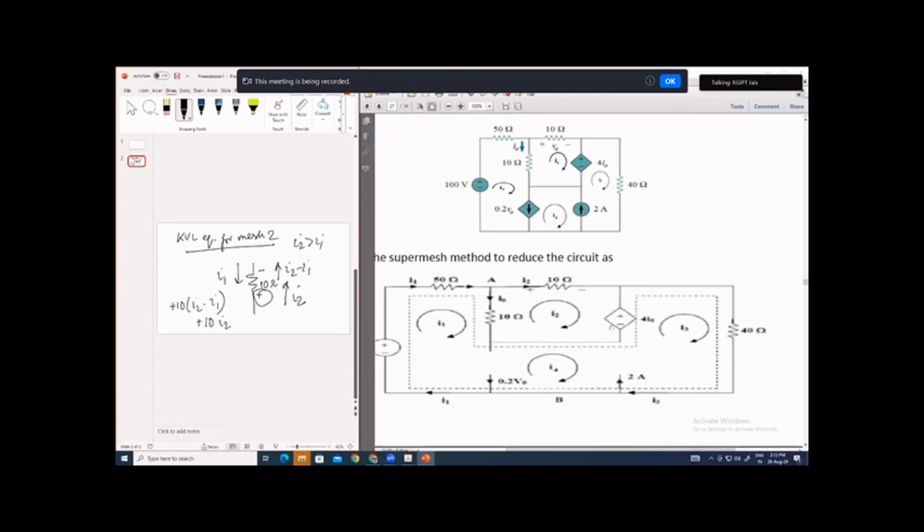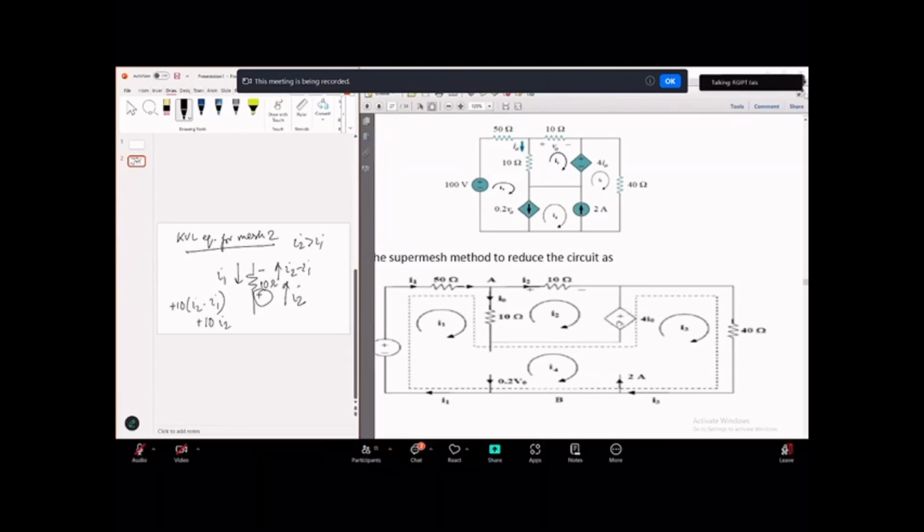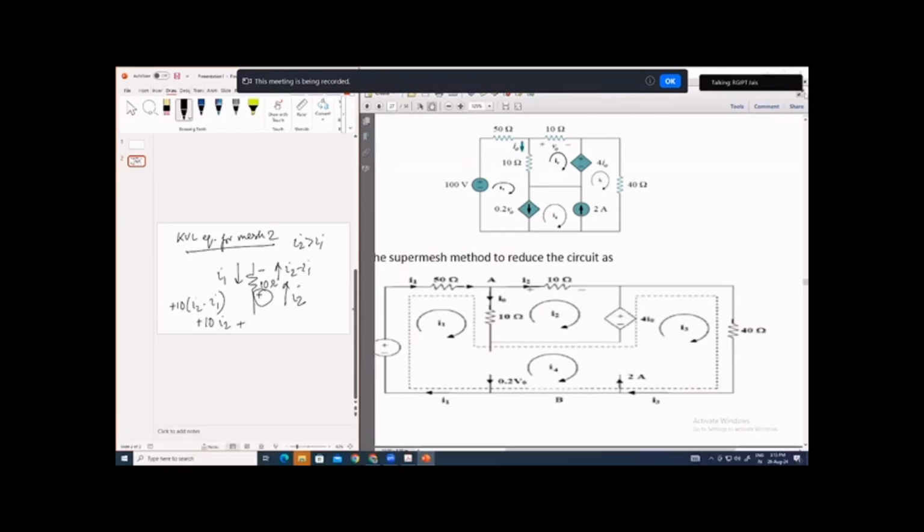Next, the next element will be this one. Here you are encountering the plus sign first. So plus, and it is a voltage, 4 multiplied by I0. We don't know what I0 is, but it is a voltage source. So plus 4 I0 will be equal to 0. This is the KVL equation for mesh 2.